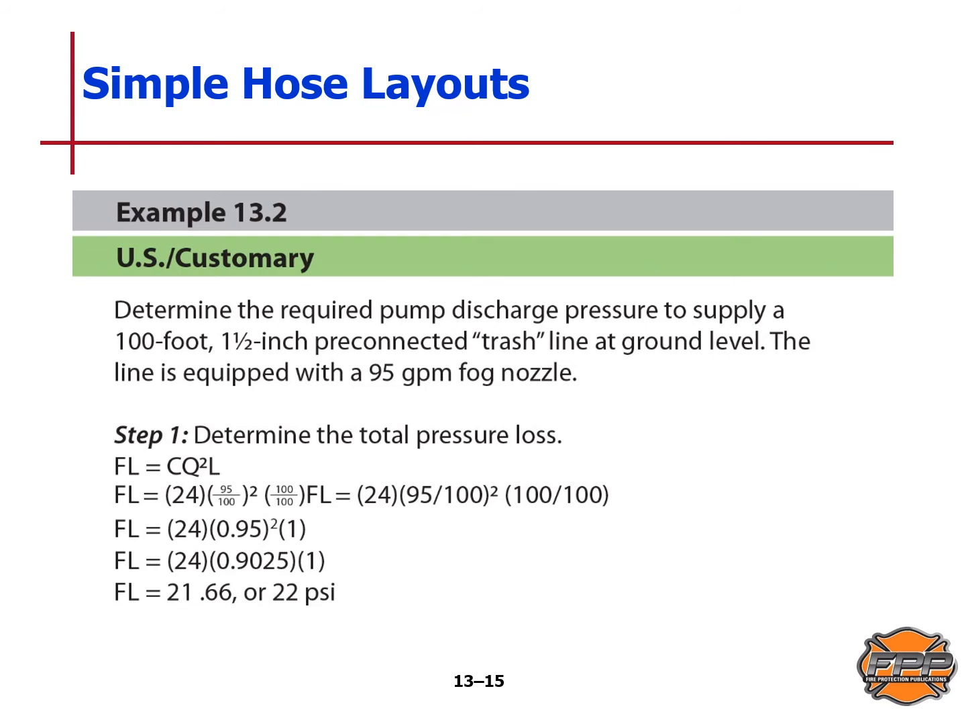And continuing the math, we have friction loss equals 24 times 0.9025 times 1. So it comes out to friction loss equals 21.66 or 22 psi.